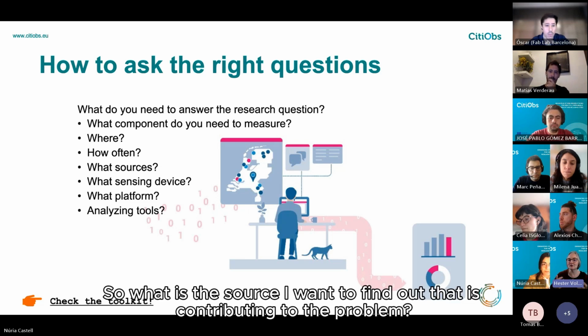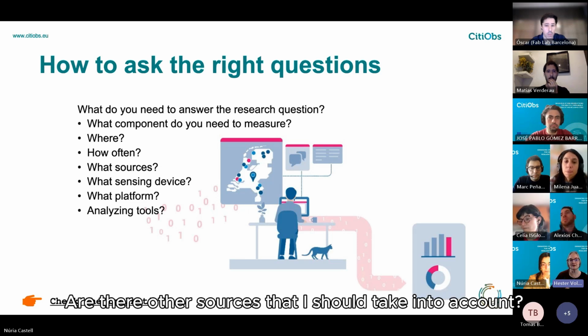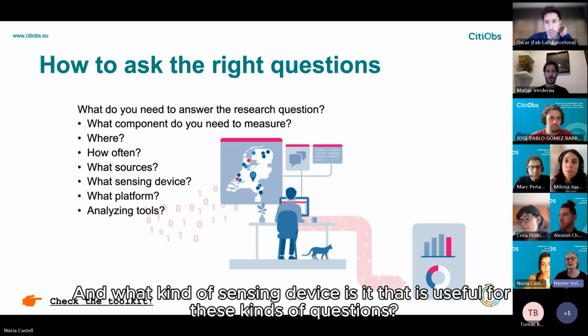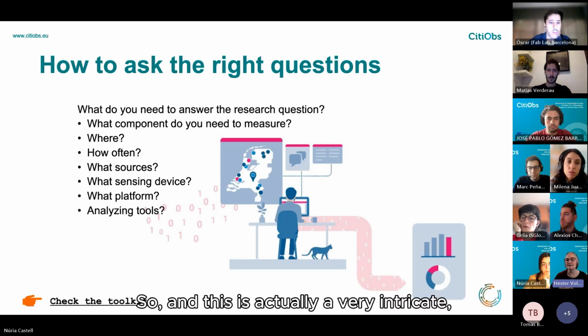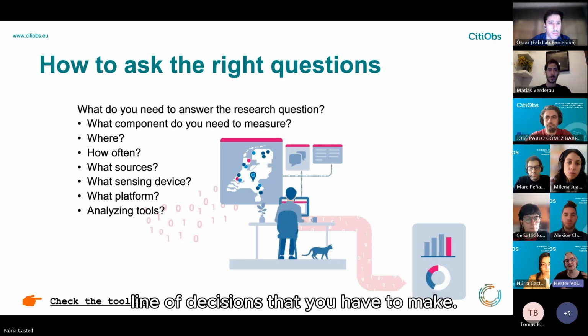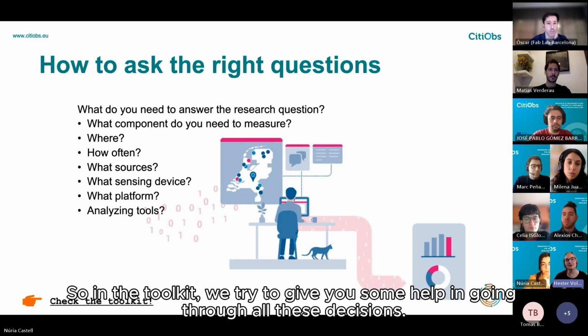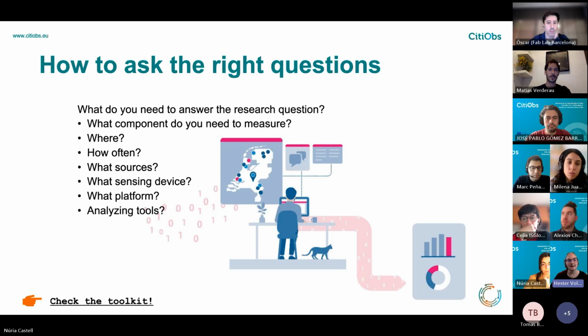So what is the source I want to find out that is contributing to the problem? Are there other sources that I should take into account? And what kind of sensing device is it that is useful for these kind of questions? This is actually a very intricate line of decisions that you have to make. So in the toolkit, we try to give you some help in going through all these decisions.